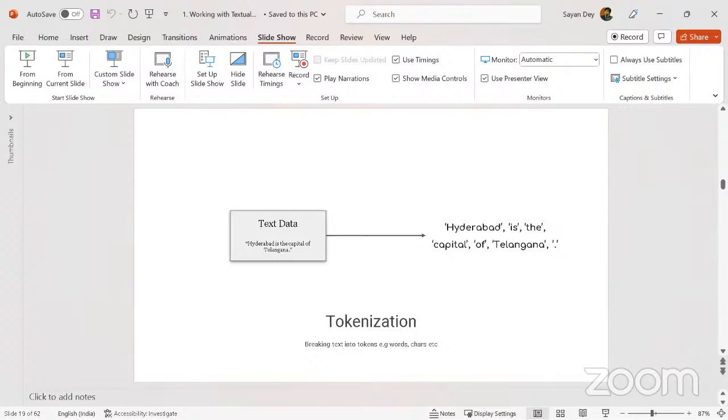Just to clarify, the first step is we take the entire unstructured text data. It can span a simple paragraph, or it can span several paragraphs. We take that entire text data and break it into tokens. So "Hyderabad is the capital of Telangana" is broken into what we refer to as tokens. That's one of the things that we do.